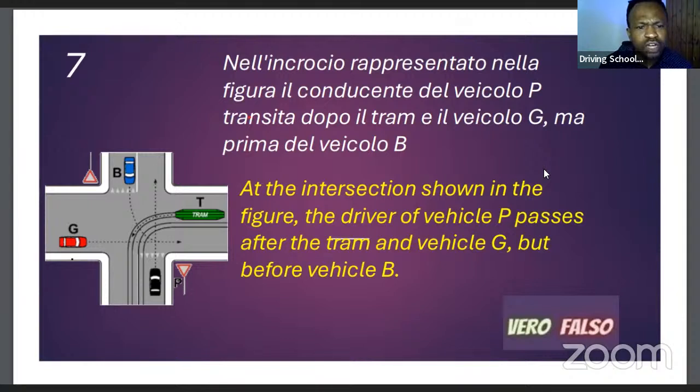Nell'incrocio rappresentato nella figura, il conducente del veicolo P transita dopo il tram e il veicolo G, ma prima del veicolo B. That is to say, at the intersection shown in the figure, the driver of vehicle P will pass after the tram and vehicle G have passed the junction, but before vehicle B.